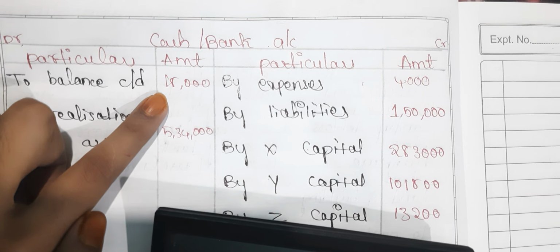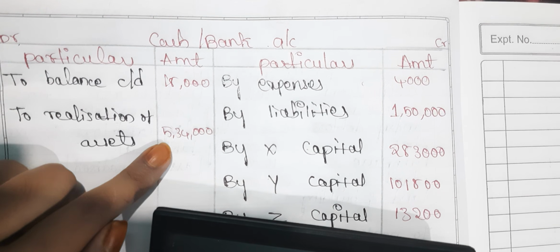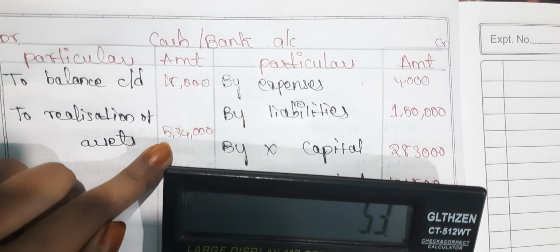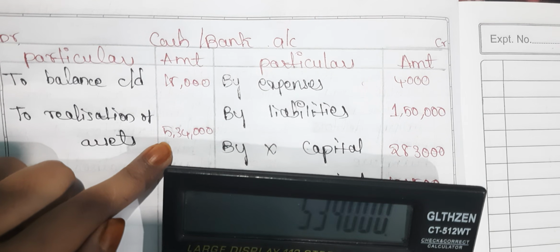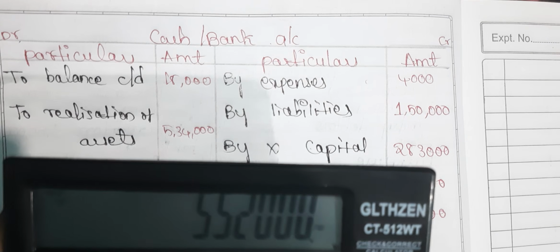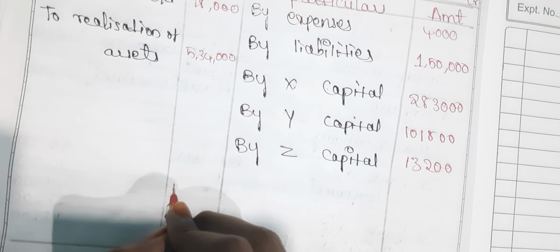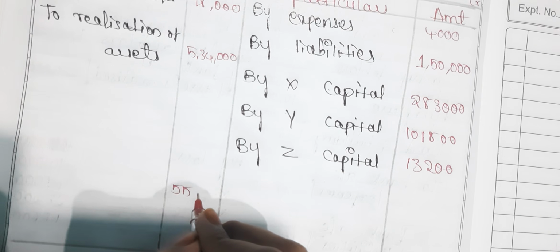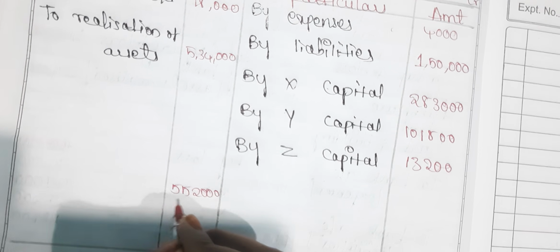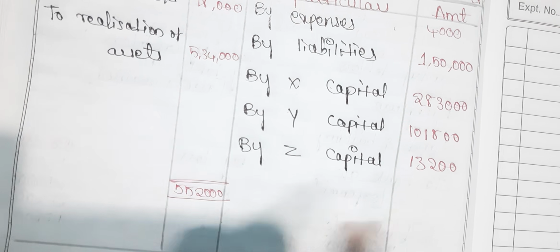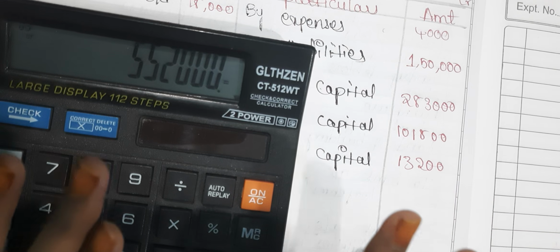So add 18,000 plus 534,000. How much is it? It is 552,000. This amount only should come this side, then only our answer is right.